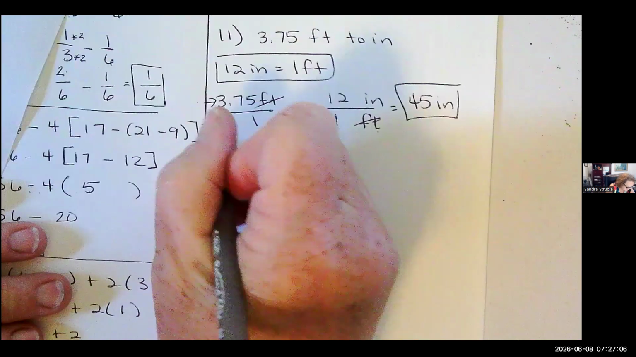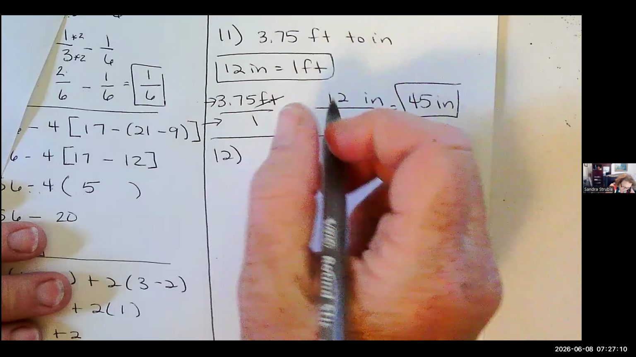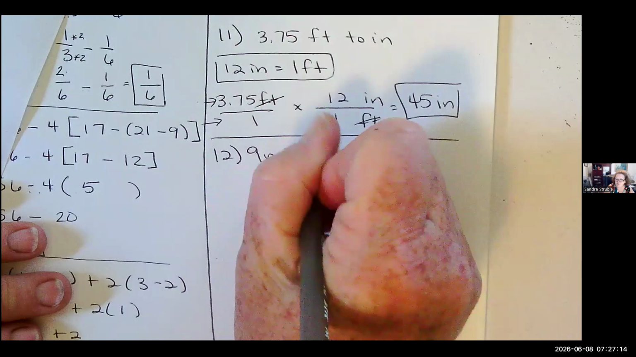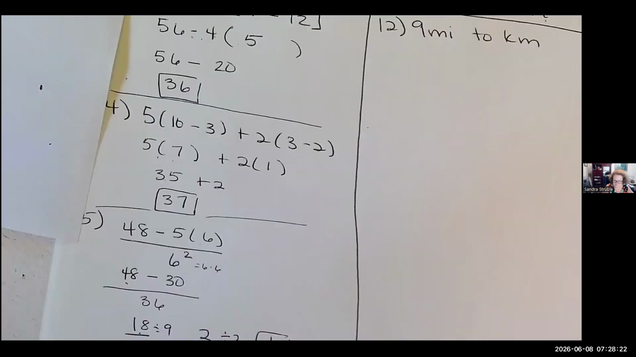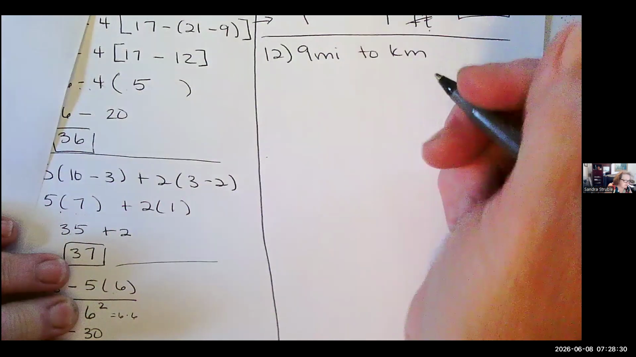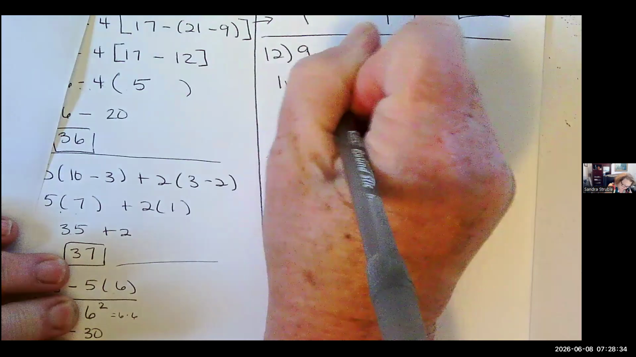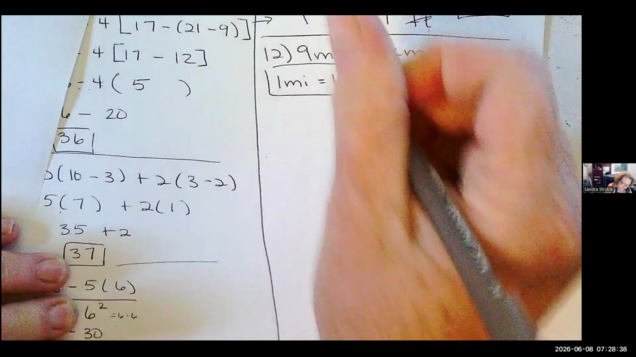The next one is 9 miles to kilometers. Give me just 1 second. I need to find my conversion chart. So sorry about that. Okay. So it says that 1 mile is equal to 1.61 kilometers. There's my conversion. Now, this is what I'm going to use to take 9 miles to kilometers.